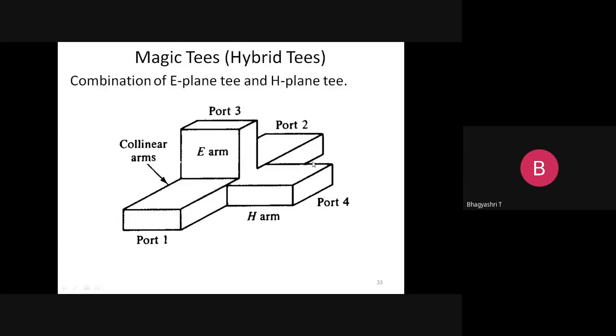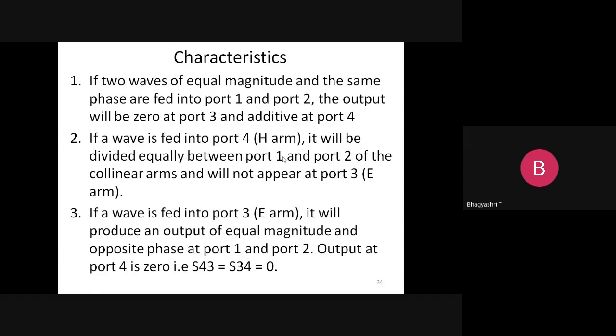Now the magic T is a combination of an E-plane T and an H-plane T. So this is the collinear arm, the E arm, and this is the H arm. Port 1 and port 2 are the collinear arms. These are the characteristics. If two waves of equal magnitude and the same phase are fed into port 1 and port 2, the output will be 0 at port 3 and additive at port 4.